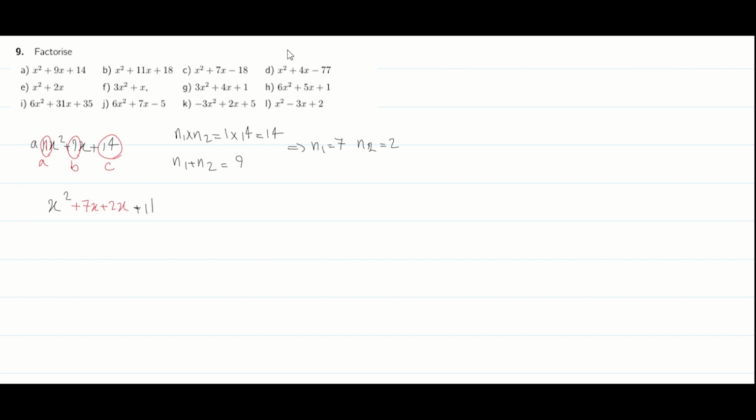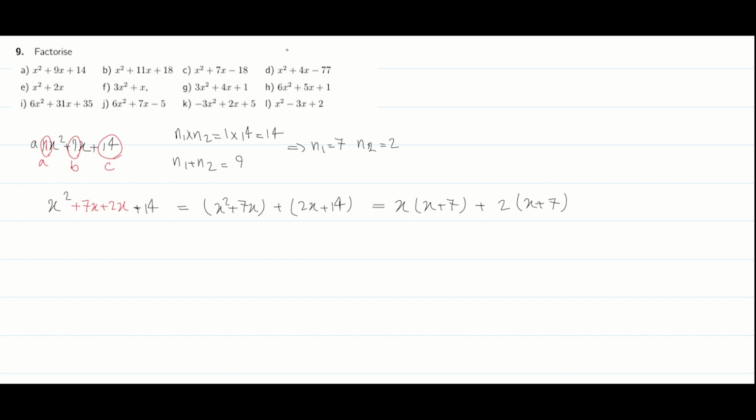and the last term would be equal to 14. Now we're just going to group the first two terms together, x squared plus 7x, and we're going to group the last two terms together as well, which is 2x plus 14. Now we're just going to factor out the common factors from each expression inside the bracket. So for the first bracket in here, the common factor is x. So it can be written as x times x plus 7. And for the second bracket, the common factor is 2. And it can be written as 2 times x plus 7.